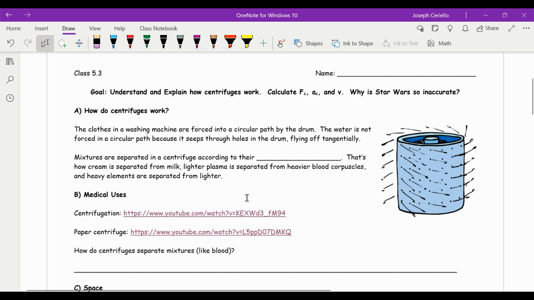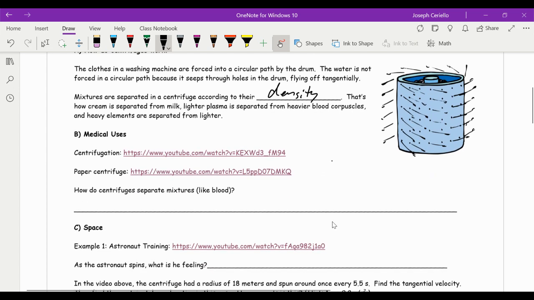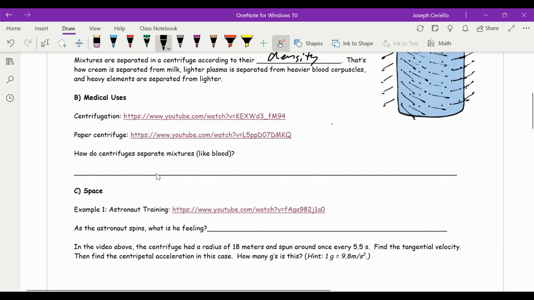Another thing we use centrifuges for is to separate mixtures by their weight or density. We'll just click here, by their density. That's how we separate cream from milk, lighter plasmas from heavier blood corpuscles. I don't really know much about that. And heavy elements are separated from lighter ones. If you watch these two videos here, these are about separating blood samples. They're both really good, especially the second one, the paper centrifuge one. And then answer, how do centrifuges separate mixtures like blood? Make sure you check out those two videos.